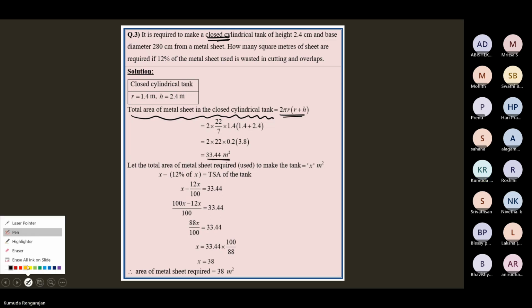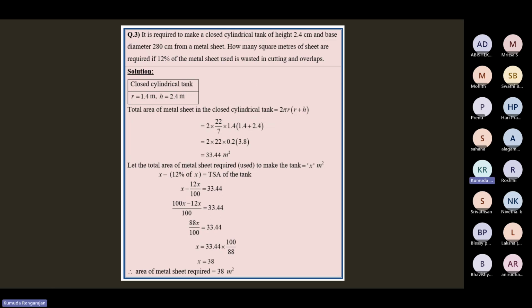The tank is made of metal sheet. The metal sheet will be used all over because it's a closed tank everywhere. The curved surface area, the base and the top, everything is made of this metal sheet. So you'll have to find the TSA using the formula 2 pi r into r plus h. Substitute the values and when you work it out, you get 33.44 meters square.